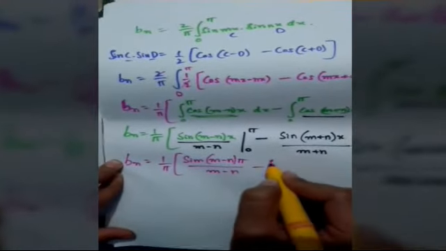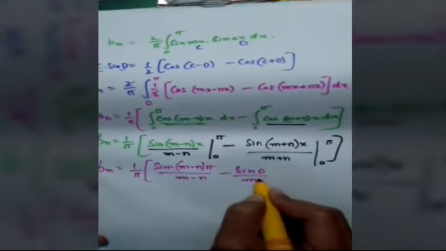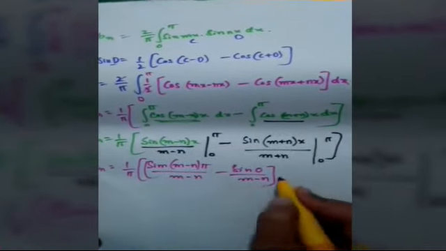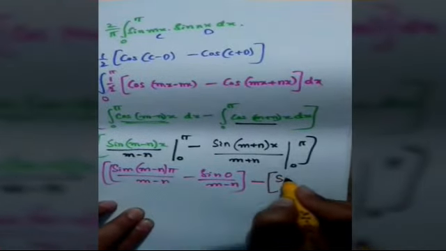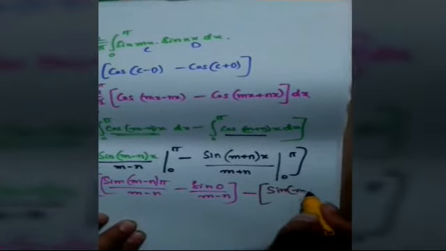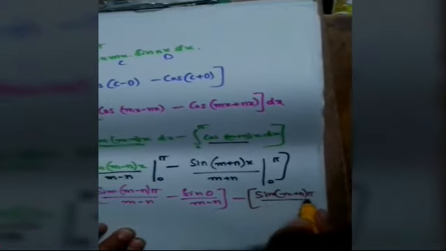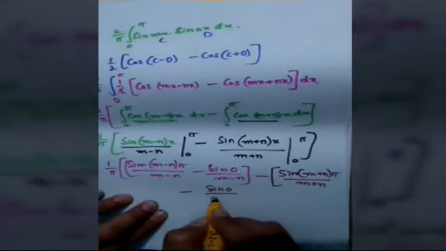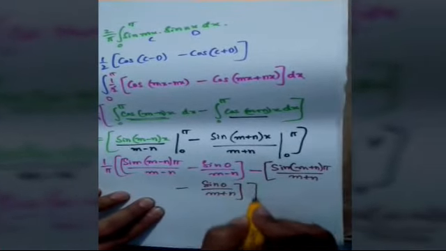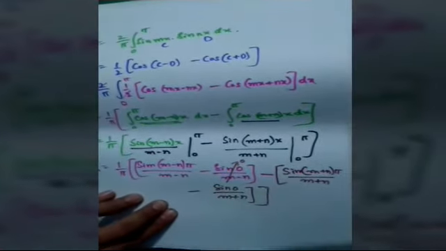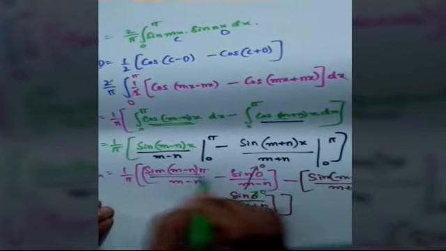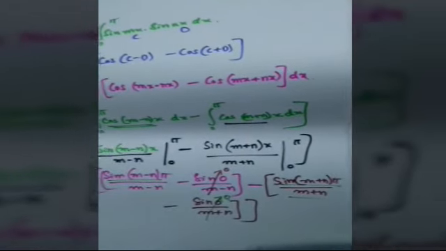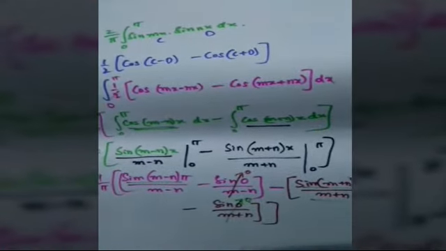Bn is equal to 1 by pi. For the first limit, it is sin of (m minus n) into pi by (m minus n) minus sin 0 by (m minus n). This is the first thing. Minus, now for the second limit, it is sin of (m plus n) into pi by (m plus n) minus sin 0 by (m plus n). This is the second limit, and you know this term is 0, this term is 0, sin 0 by 0.